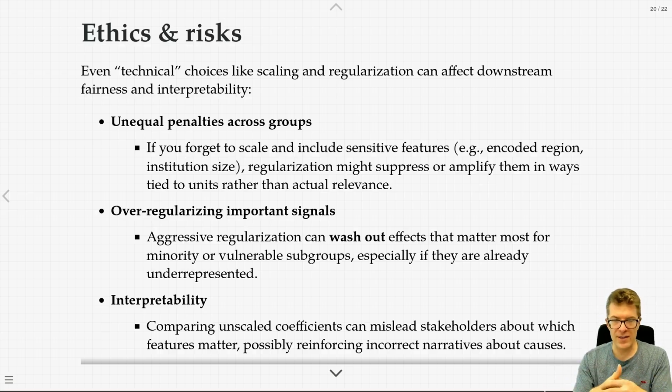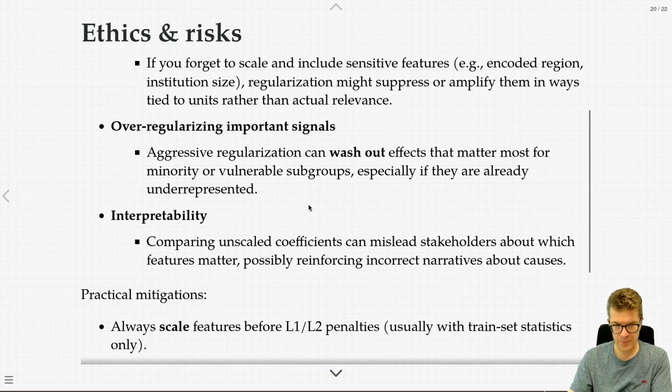Whether you do scaling or not also seems to be just technical, but these technical choices have real-world consequences. One of which is that you can unequally penalize different subgroups, in particular different demographic groups. If you're not scaling and there are sensitive features, not necessarily direct ones but things like region or institution size, like a school that may cater to different populations, then regularization might end up learning those differences that correlate strongly with variables you're not actually observing, and you might be penalizing one demographic group or another.